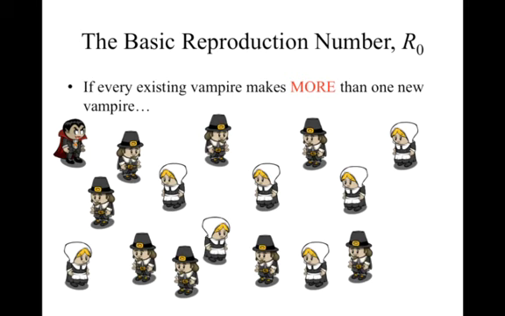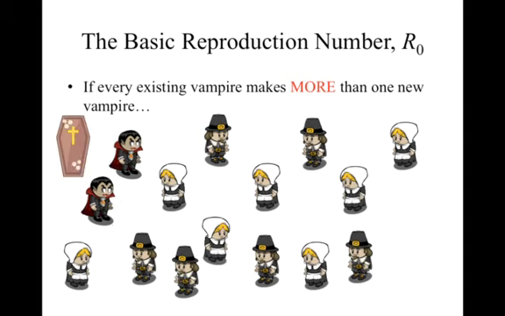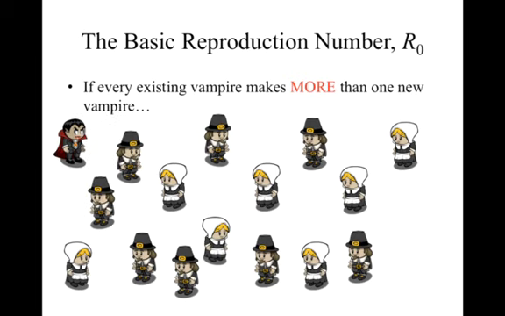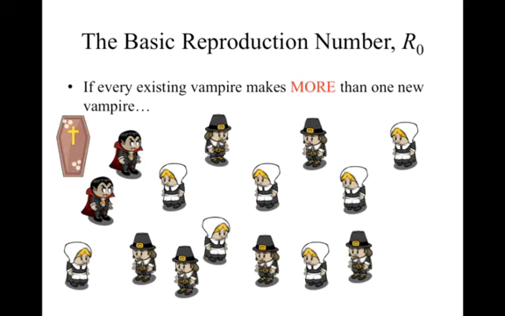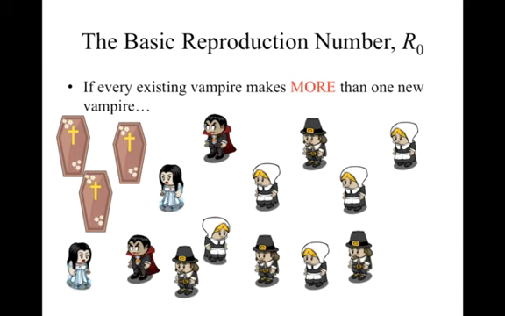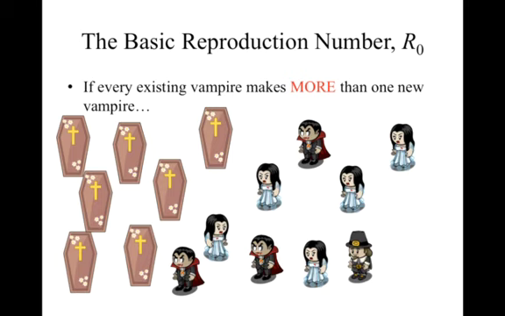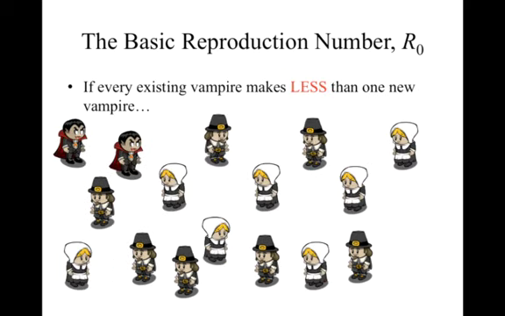Ultimately, again, this comes down to the fact that if every existing vampire makes more than one new vampire before it gets caught, before it gets locked into a coffin, then the disease can spread, or the vampirism can spread. So say I start with this vampire, he catches 2 townsfolk before he gets turned into a coffin, and each of those catch 2 before they get turned into a coffin, and each of those catch 2 before they turn into a coffin. You'll see that we are basically spreading disease. And in that case, vampirism spreads through the population until you have almost no townsfolk left.